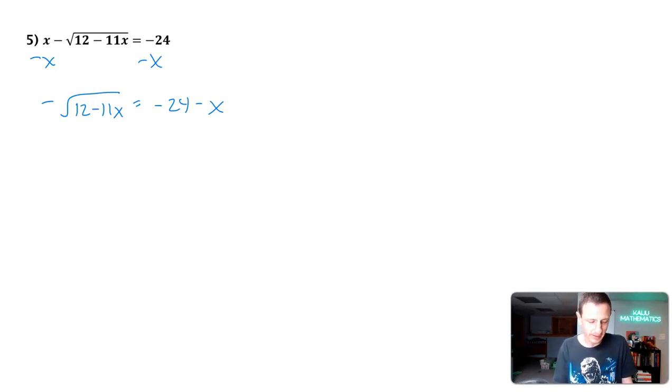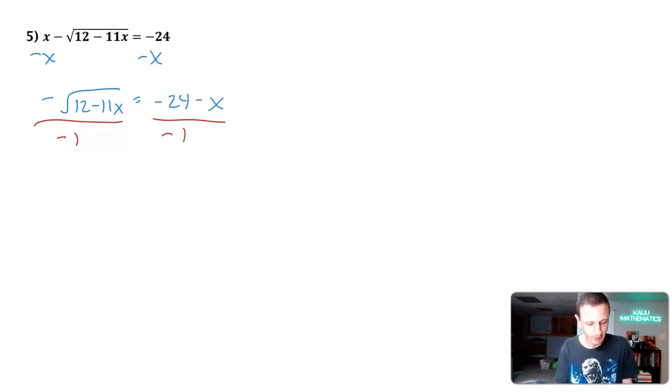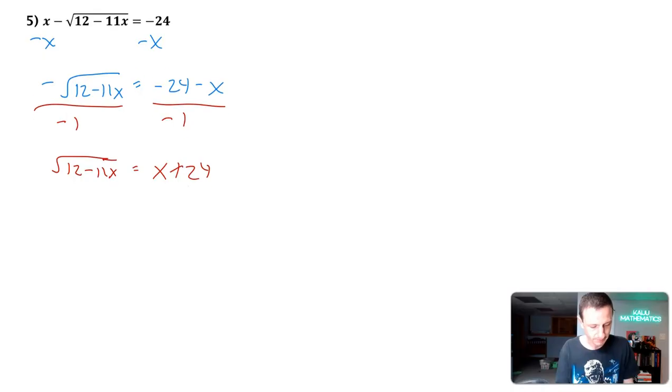There's an extra step here. I don't think you absolutely have to do this, but I like to just play it safe and take care of everything. I'm going to divide by negative 1 on everything just to get that negative 1 coefficient, because if that was like a 2 or something, I don't like to develop any sort of weird habits where it works here, it doesn't. I would just get rid of that negative. So I'd be left with the square root of 12 minus 11x equals, and then this would become positive 24, positive x. I'm just going to write this as x plus 24, because negative becomes positive, so it's just going to be positive and positive.